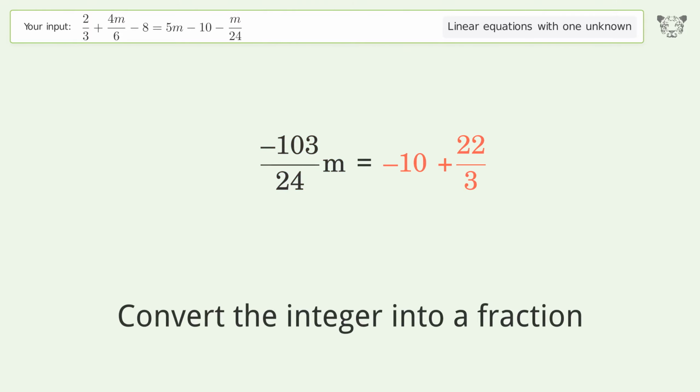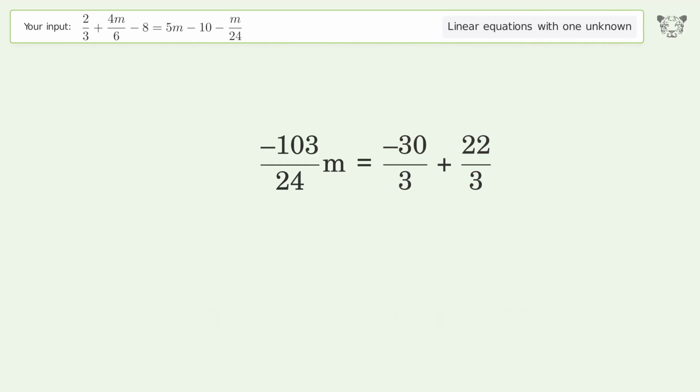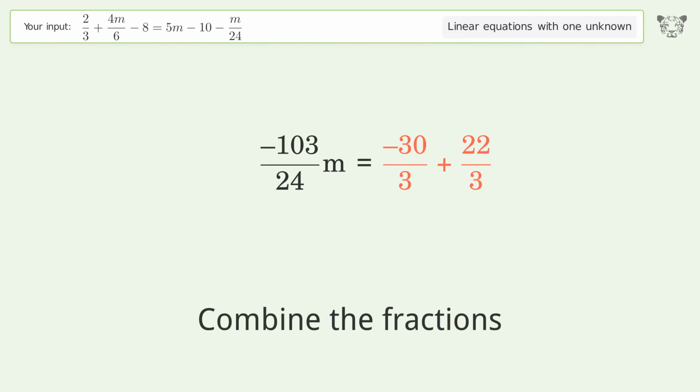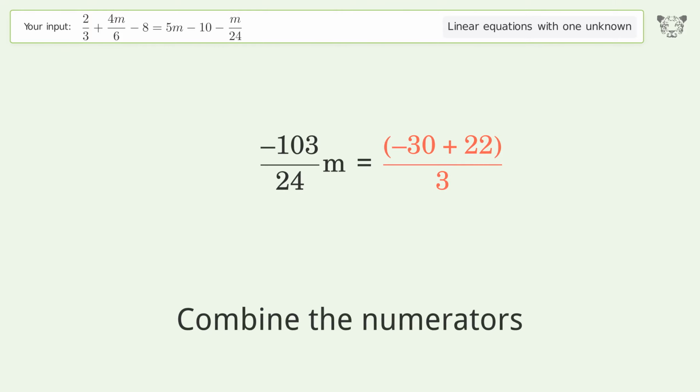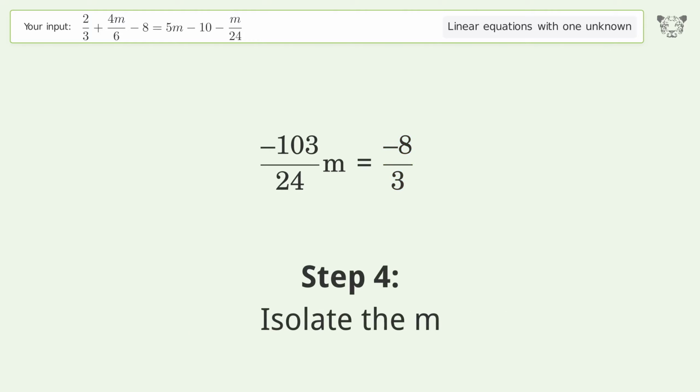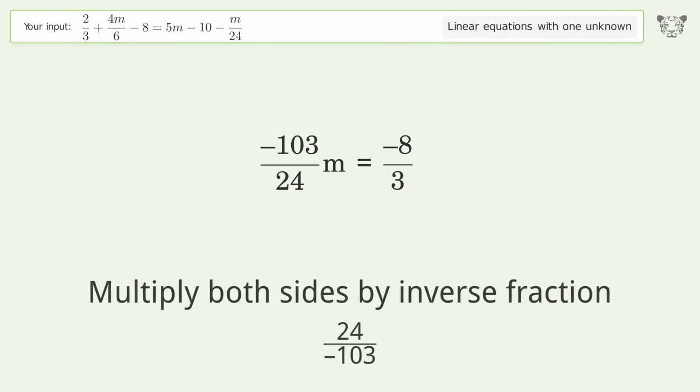Convert the integer into a fraction. Combine the fractions. Combine the numerators. Isolate the m. Multiply both sides by inverse fraction 24/103.